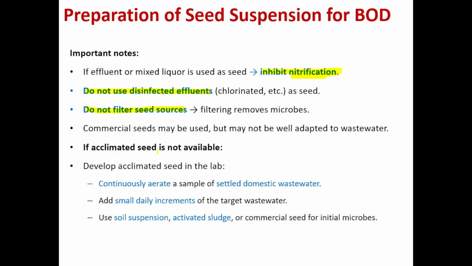If acclimated seed is not available, then we can develop acclimated seed in the lab. For example, we can continuously aerate a sample of settled domestic wastewater, add a small daily increment of the targeted wastewater, and use soil suspension, activated sludge or commercial seed for initial microbes.